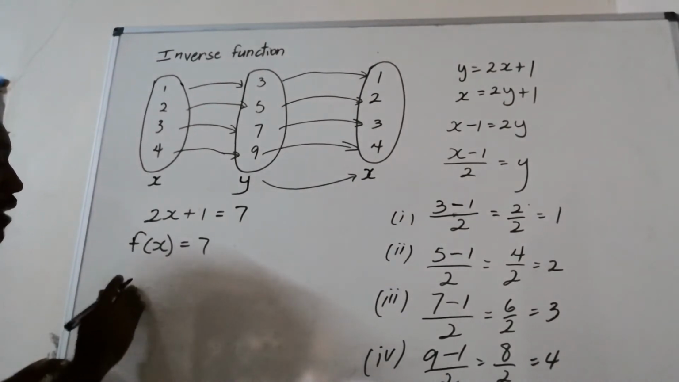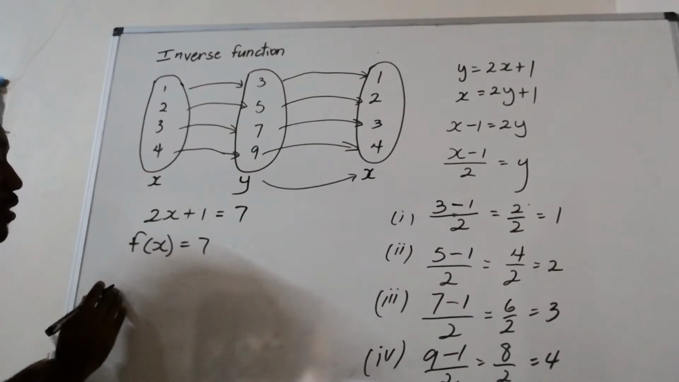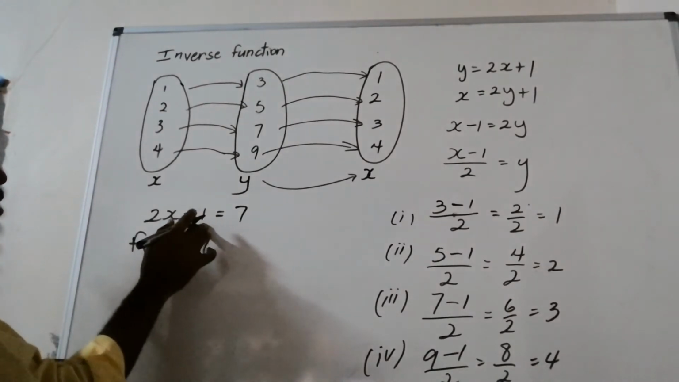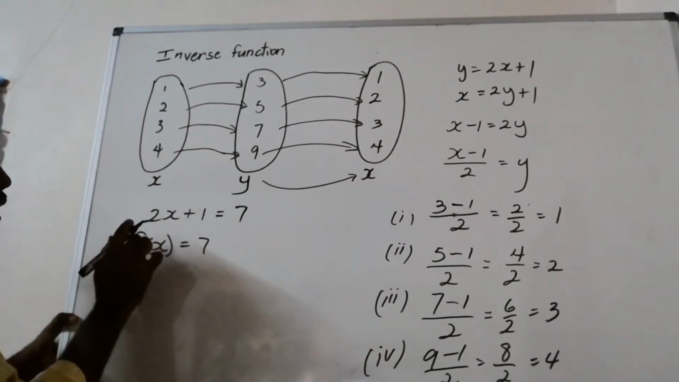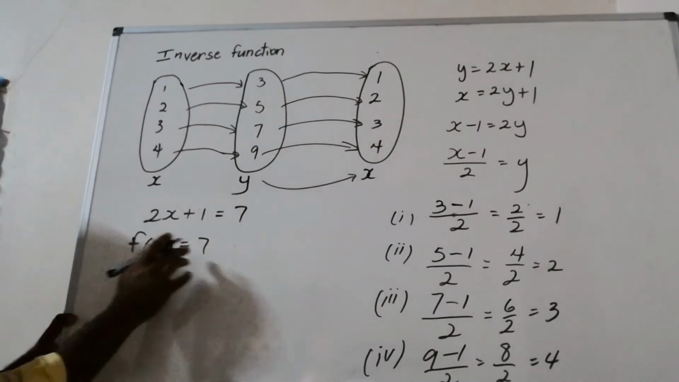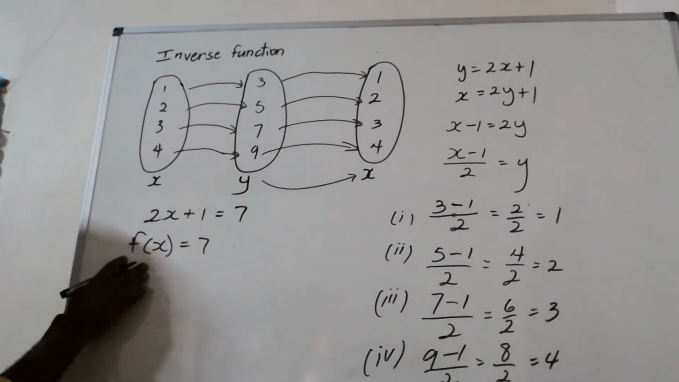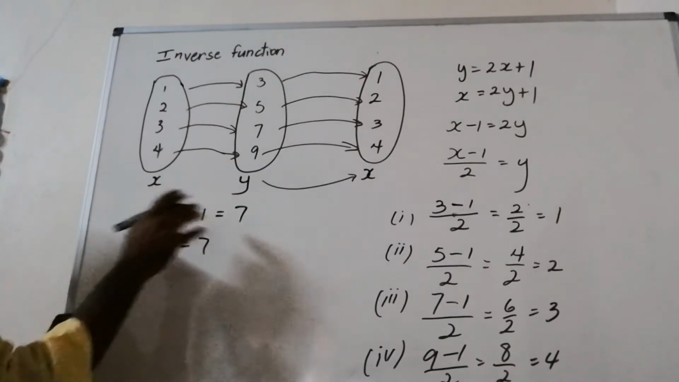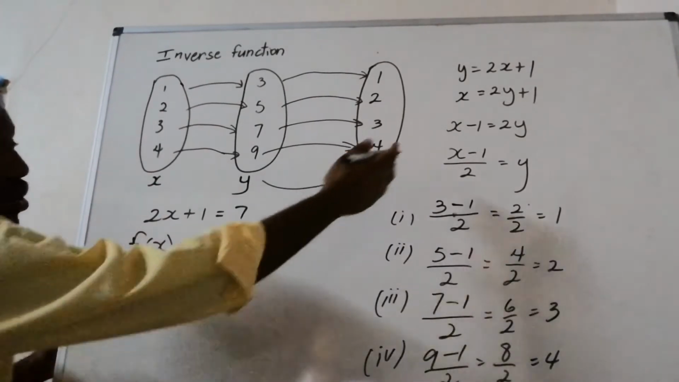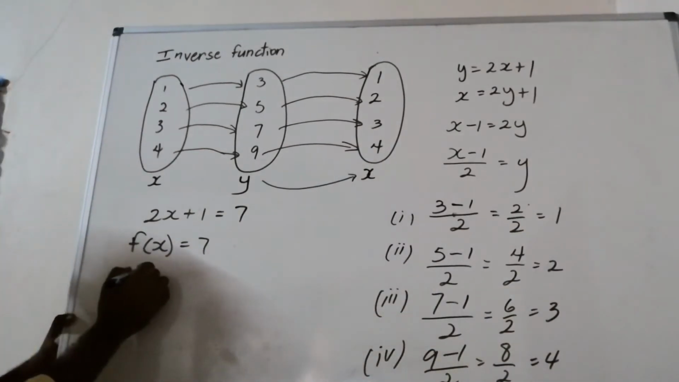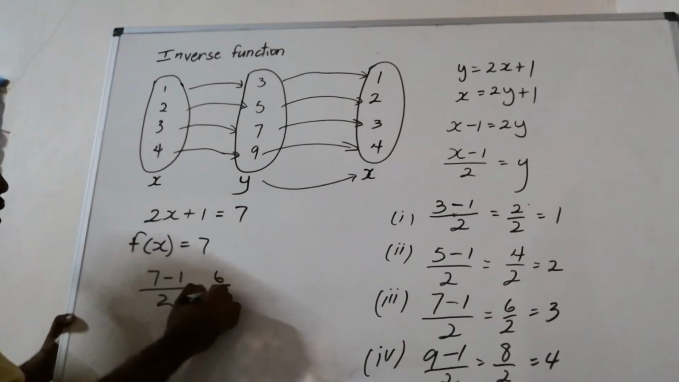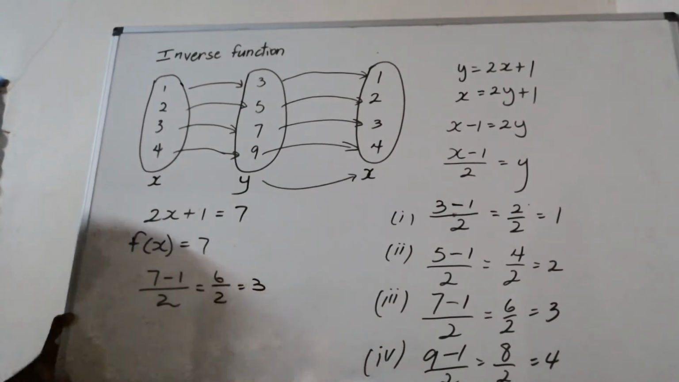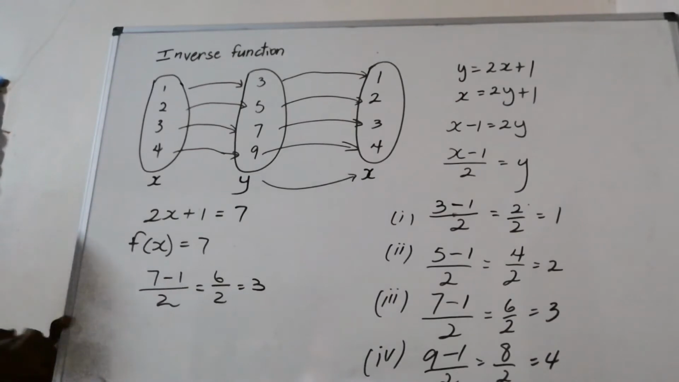If we know our inverse function, all we have to do is substitute our answer here, and we will know which value for x will give us 7. What x value substituted into our function will give us 7, or we will solve for x. So using our function there, to find that, we will have 7 minus 1 divided by 2, which is equal to 6 over 2, which is equal to 3. And if we were to solve it, we will see that we will get the same answer.